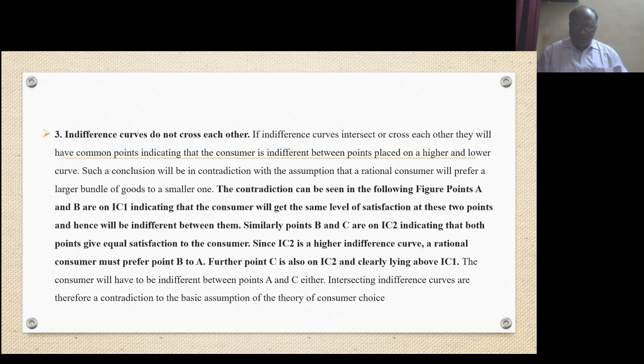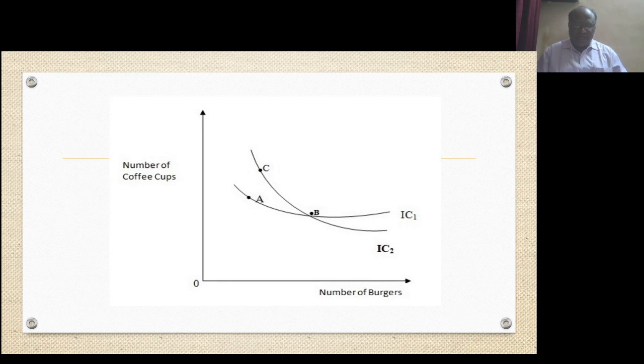That's why this can be explained with the help of this diagram. Say along with OY axis, number of coffee cups, and along with OX axis, number of burgers have been shown. See, indifference curve 1 is A and B. These two points are on indifference curve 1, and C and B, these two combinations are on indifference curve 2.